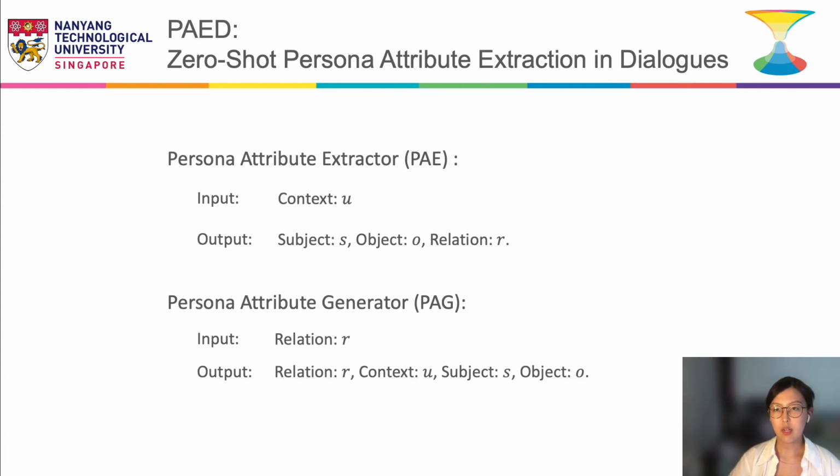Persona usually describes a user's attributes, such as the occupation, preference, family, and education background. Persona attribute extraction in dialogues is a crucial task for persona-based dialogue systems. It is to extract persona attribute information from conversations in the form of subject, object, and relation triplets. Here we use PAD for simplicity to represent the task persona attribute extraction in dialogues.